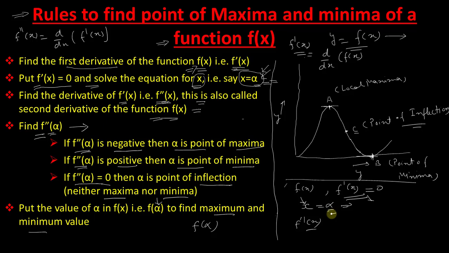Now put the value of alpha here and calculate f double dash alpha. Depending upon the sign of this value, if it is negative, alpha is a point of maxima. If it is positive, it is a point of minima. After checking the nature of alpha, put alpha in the function and calculate f alpha. If alpha is a point of maxima, it is the maximum value. If alpha is a point of minima, it is the minimum value. This is the methodology, and you have to learn this.